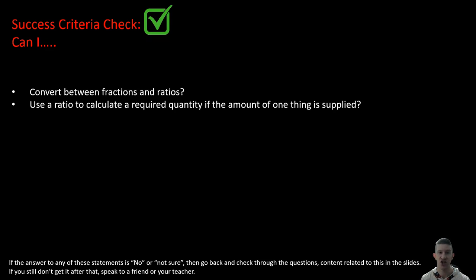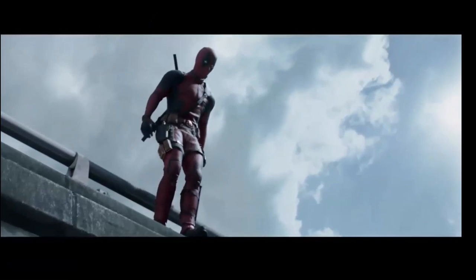So the success criteria check for today. The question I want you to ask yourself is, can I convert between fractions and ratios? And can I use a ratio to calculate the required quantity if the amount of one thing is supplied? Sort of like we saw with the concrete example, are you confident to do these accurately? If the answer is no to any of these, or you're not sure, go back and have a look at some of the examples we just did, speak to a partner near you, or come and ask me, and I'll clarify that for you. If you're happy with that, mission accomplished, we're ready to move on. Maximum effort.